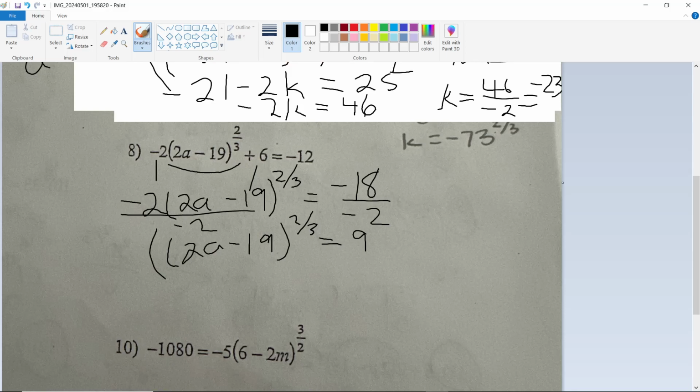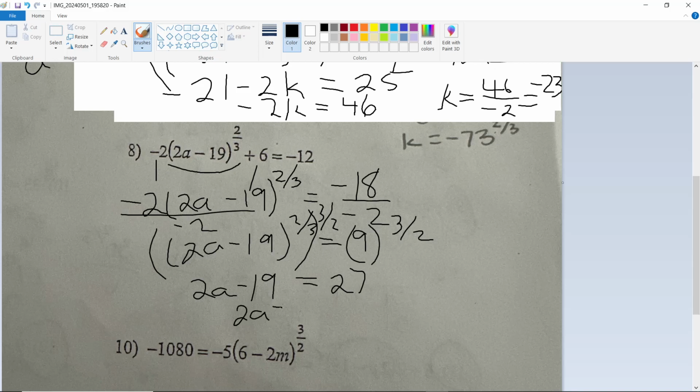Now I've got that isolated. The thing to the power is just by itself. So now I'm going to raise both sides to the 3/2 power. And it's 2a minus 19, because 2/3 times 3/2 is 6 over 6, which is 1, equals 9 to the 3/2. Well, the square root of 9 is 3. 3 raised to the 3rd power is 27. I'm going to add 19 to both sides.